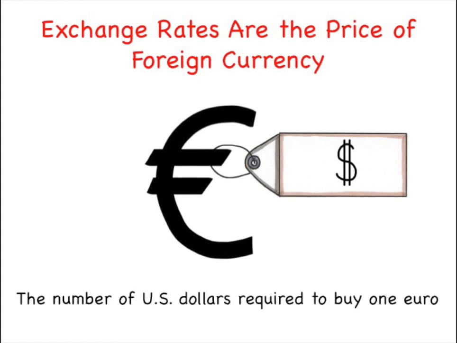Exchange rates can be viewed from either side of the exchange. For example, the exchange rate between the US dollar and the euro can be viewed as either of the following: the number of euros required to buy 1 US dollar, or the number of US dollars required to buy 1 euro. While these two rates communicate the same information, they are usually not the same number, since they are reciprocals of each other. For consistency, we use the second option, the number of US dollars required to buy 1 unit of foreign currency.